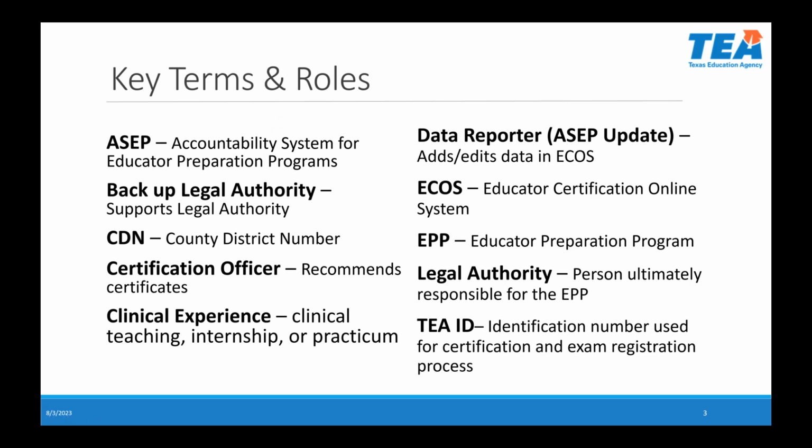Some roles that may be referenced today are the EPP legal authority, who is the ultimate responsible party for the EPP. All official communications are sent to the legal authority, and that individual is the authorized person who signs documents on behalf of the EPP and manages EPP staff access to ECOS for Entities. Some EPPs have identified a backup legal authority who can assist with those duties. The certification officer first and foremost recommends certificates. However, in many EPPs, that role may also be responsible for other areas, such as admissions, test approval, and/or state reporting. Some EPPs have a person whose function is specifically to report data each year. Whoever does the reporting would need to have the ASEP update role in ECOS for Entities.